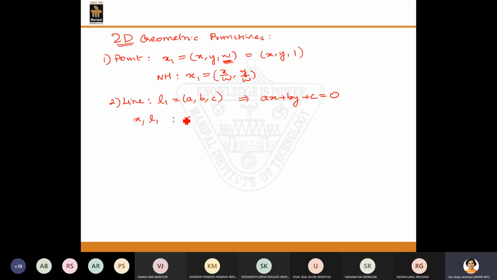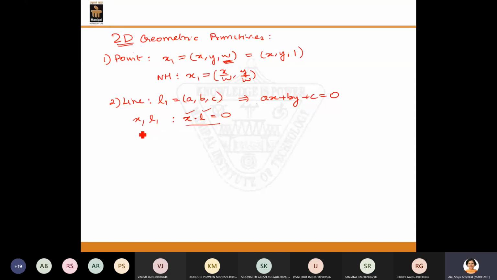Can anyone tell me what is the equation that it should satisfy? That is, if the point x lies on a line L, how do you know whether the point is exactly lying on the line? Okay, so we take the dot product of x and L. If x dot L is equal to 0, and this equation is satisfied, I can say that this point lies on the line. So that is one thing we saw last time.